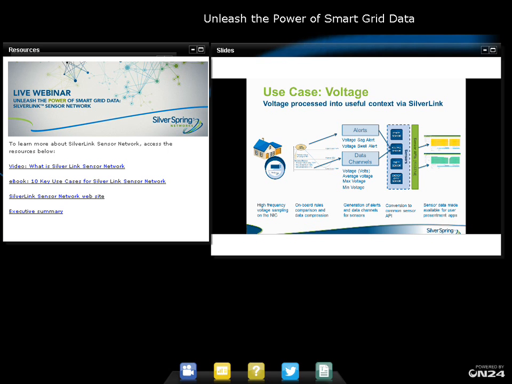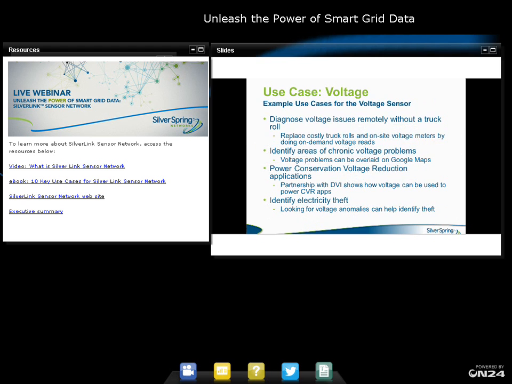In addition, you can take voltage from multiple different data sources and use it to power a single application, regardless of the origin of the source of that voltage. Because we have a common API that sits on top of all these different data sources, you're able to power an application by programming against a single API for voltage instead of integrating separately with a DA system, an AMI system, a SCADA system, and all those different systems that you may need to power a voltage app.